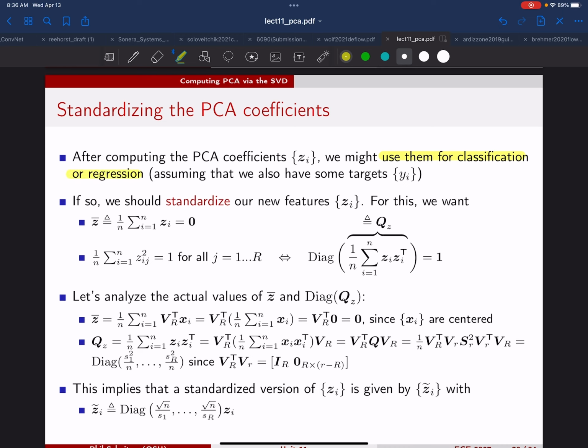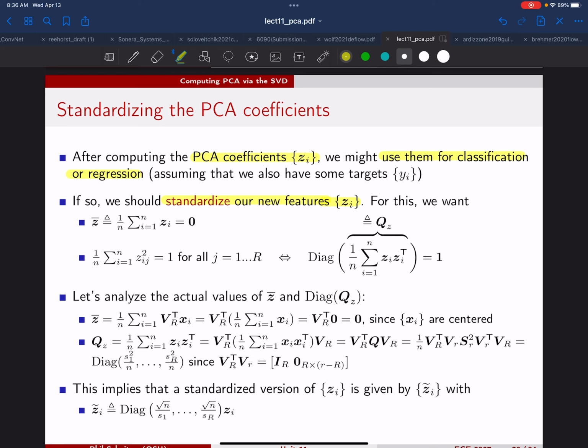When we studied classification and regression, we decided that it was important to standardize our features. So now our features are actually the PCA coefficients z. They're no longer the x's. We've left the x's behind. We've compressed them to z's. Z's are our new features.